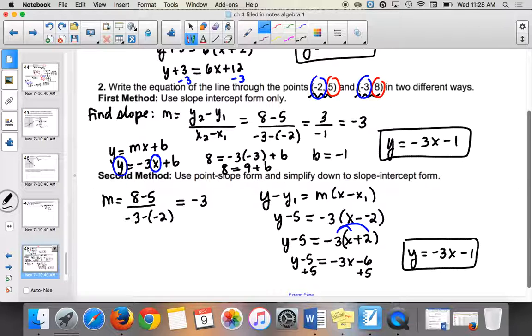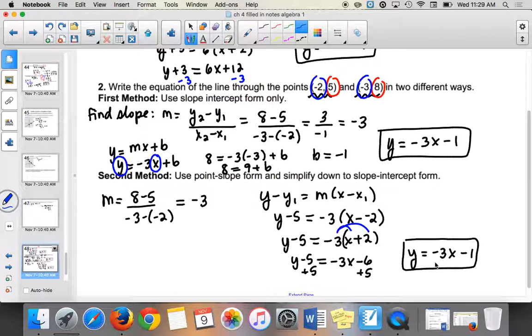Okay? Wait. I thought it was a negative 2. It was minus a negative 2, so it would be plus 2. Yeah, there were two signs in there. Do you see it? Minus a negative 2. All right, so that's the second method.